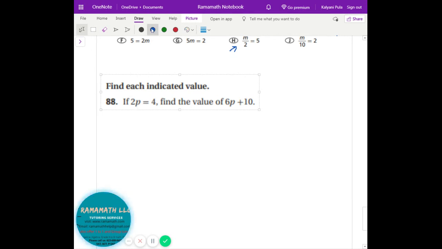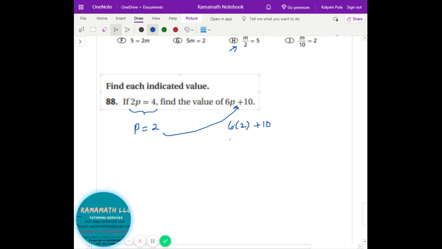First, use 2p equals 4. Find out what the p value is. So first you divide by 2. That's going to be p is 2. And then you take this and plug it in here. So that's going to be 6 times 2 plus 10. Which one should I do? Times or addition?